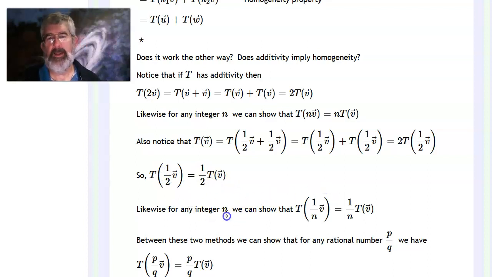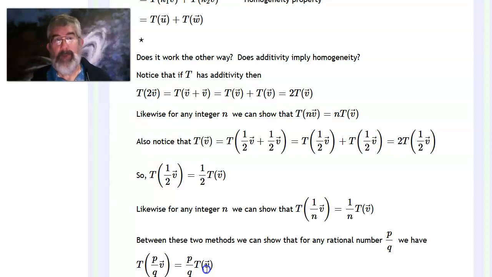Likewise, I could do the same thing with any integer. I could show that T of 1 over n times v is 1 over n times T of v. And with a combination of both of those ideas, I can actually show that for any rational number p over q, we have that T of p over q times v is p over q times T of v, which, try to say that 10 times fast, is the homogeneity property as long as I'm multiplying by a rational number, which there's an awful lot of rational numbers.